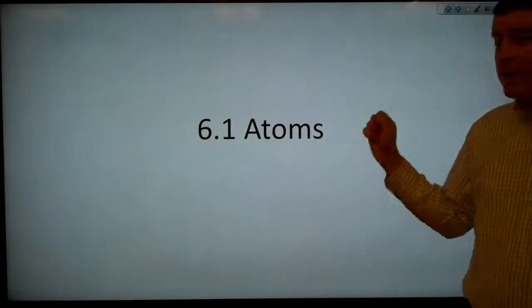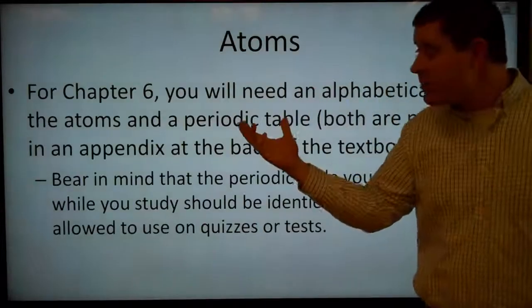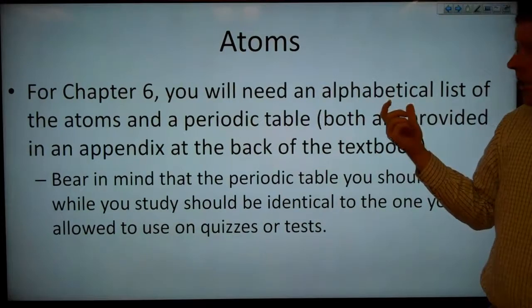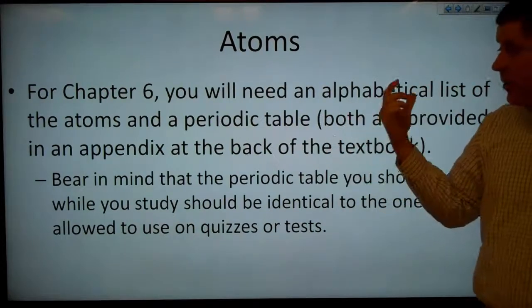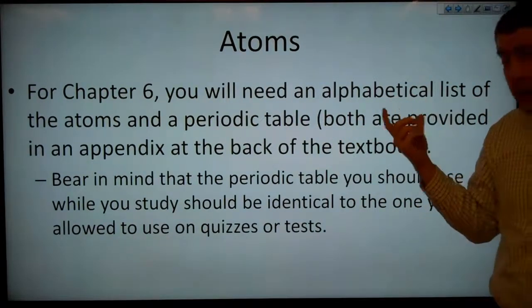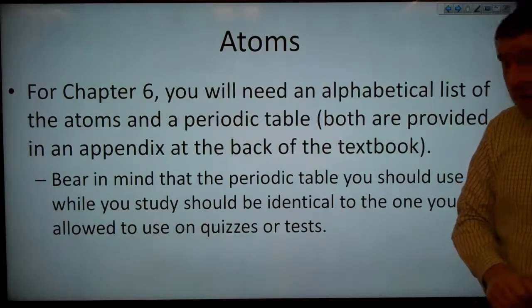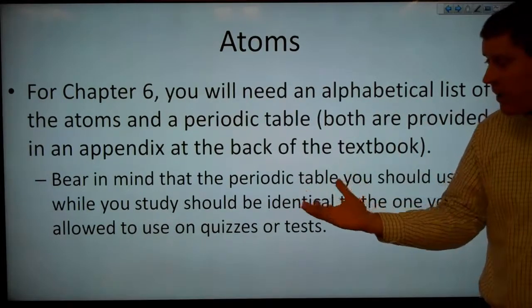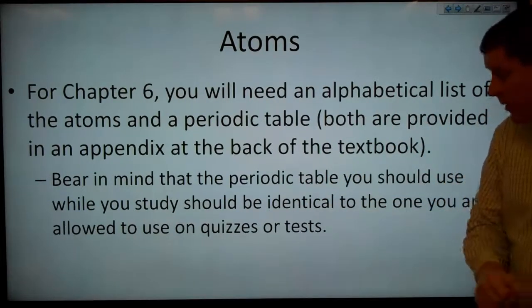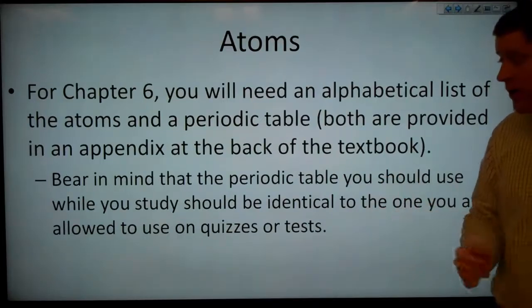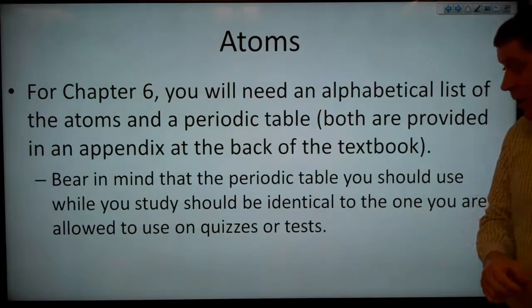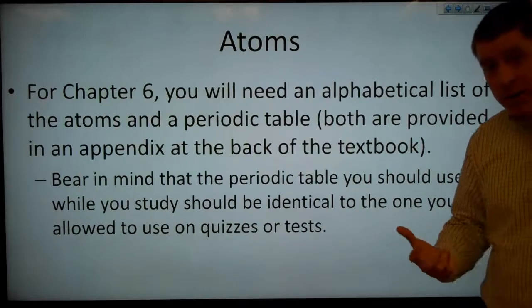Welcome to atoms. For chapter 6, you're going to need an alphabetical list of the atoms and a periodic table. Both of these are provided in an appendix at the back of the textbook. But bear in mind that the periodic table you should be using while you study should be identical to the one that you'll be allowed to use on the quizzes and tests.